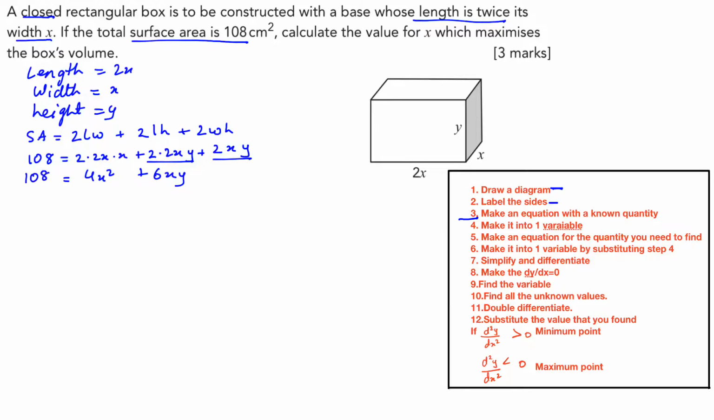Now you have to make x or y the subject. We will not choose x because there's a square with it. So we will make y the subject. The plus 4x square will become negative 4x square, and 6x is a multiply. When we bring to the other side, it will become a divide.